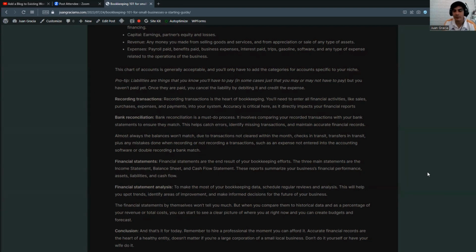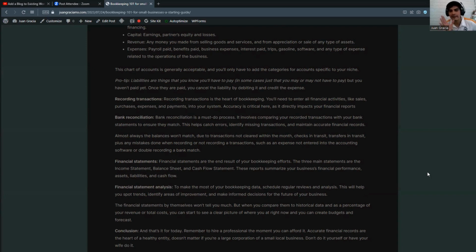Let's move on to bank reconciliations. One of the most important processes too, especially when it comes to compliance. The bank reconciliation is a must-do process. It is due monthly, but depending on the size of your business, you might want to do it bi-weekly or even weekly. It involves comparing the recorded transactions in your bank statements to ensure they match. It helps catch errors, identify missing transactions, and maintain accurate records.